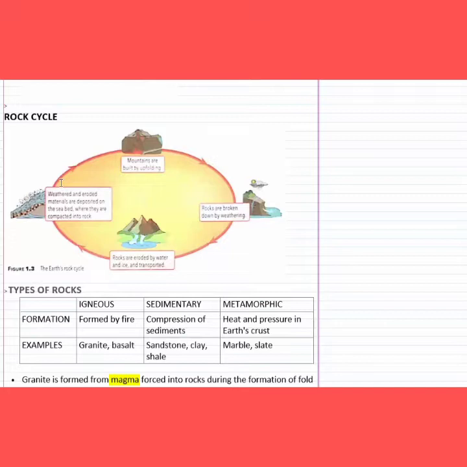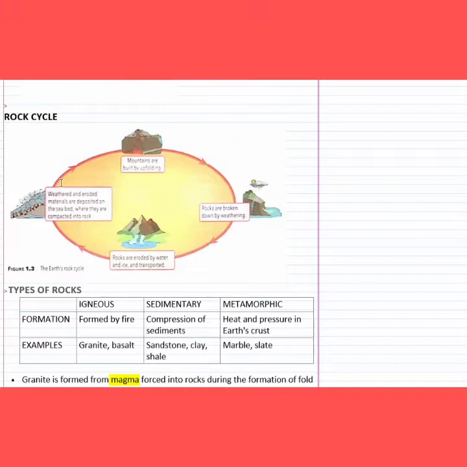Okay, now moving on to the types of rocks. We have three types of rocks in our syllabus. We have igneous rock, sedimentary rock, and metamorphic rock. So if we talk about a summary, here is a summary table in front of you. Igneous rocks are rocks that are formed by fire. In our syllabus, we have two igneous rocks: granite and basalt. If we talk about sedimentary rocks, they're generally formed by the accumulation and compression of sediments. Examples include sandstone, clay, and shale.